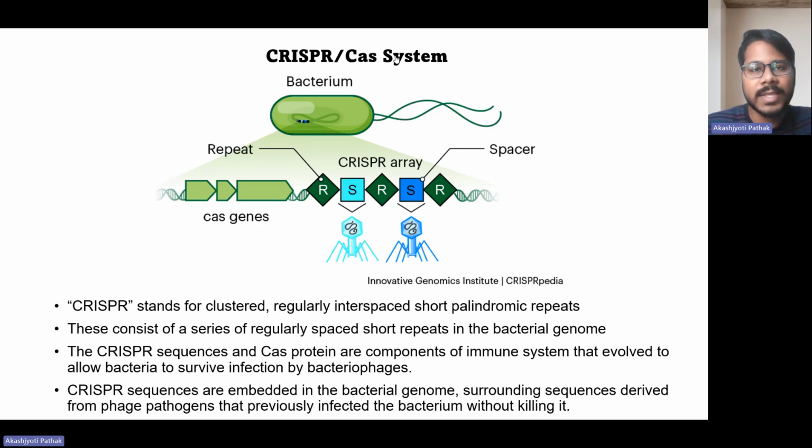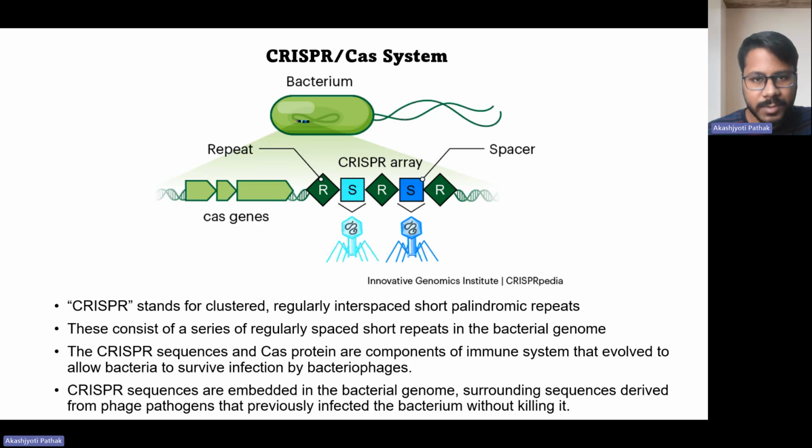The CRISPR-Cas system is basically a defense mechanism by which bacteria protect themselves from attack by bacteriophages. So if you see, this is a bacteria. There is a specific sequence present in the genome of the bacteria, which is characterized by repeats and spacers, or alternately, this is called a CRISPR array. So what does CRISPR stand for? It stands for clustered, regularly interspaced, short palindromic repeats.